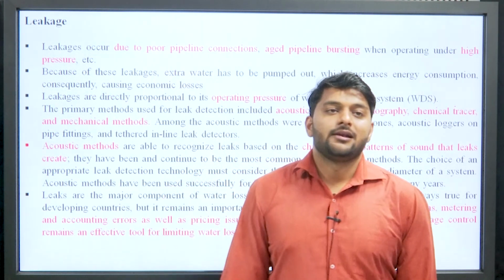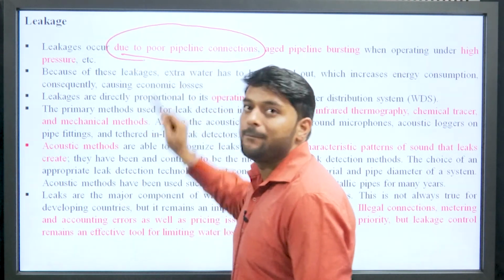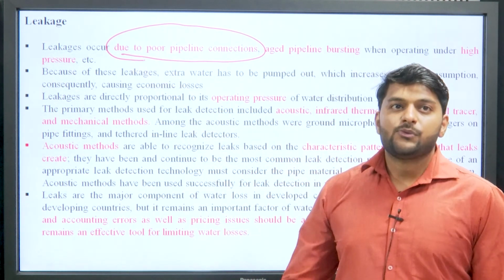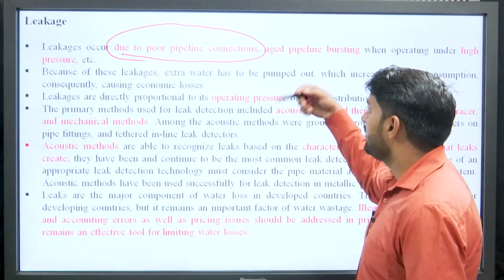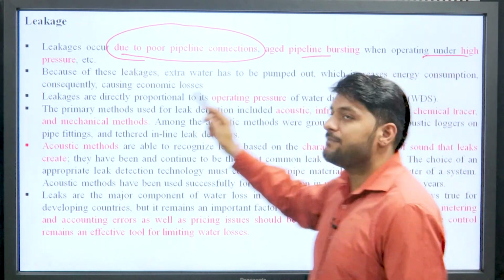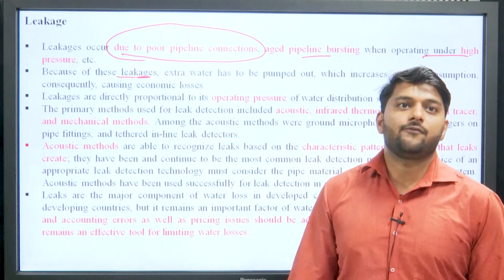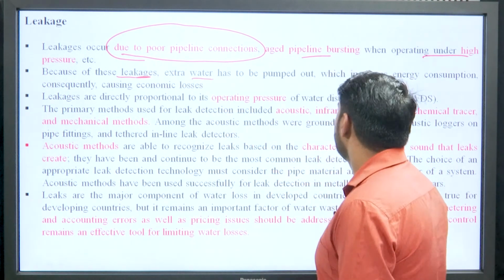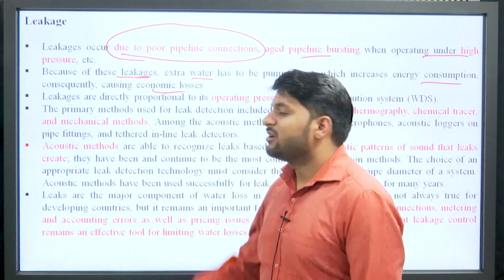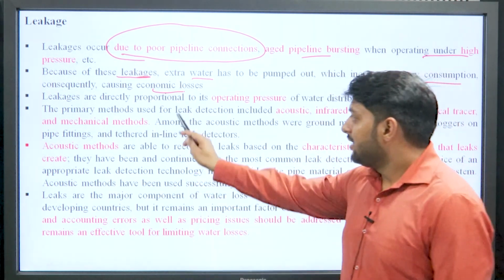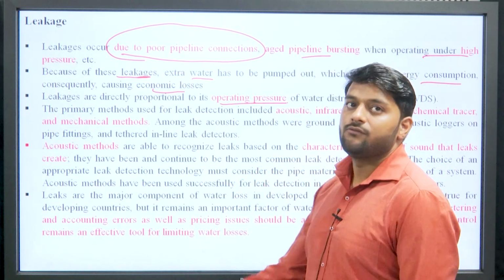Coming to the next topic, that is leakage. Basically leakage occurs because of poor plumbing or poor pipeline connection, or because of an aged pipeline system, and if the aged pipeline is working under high pressure, then there will be chances of bursting. Because of these leakages, what do we have to do? We have to pump extra water, which increases the energy consumption and results in an economic loss. So, leakage is directly proportional to the operating pressure. The higher the operating pressure, the higher will be the leakage in the water distribution system.